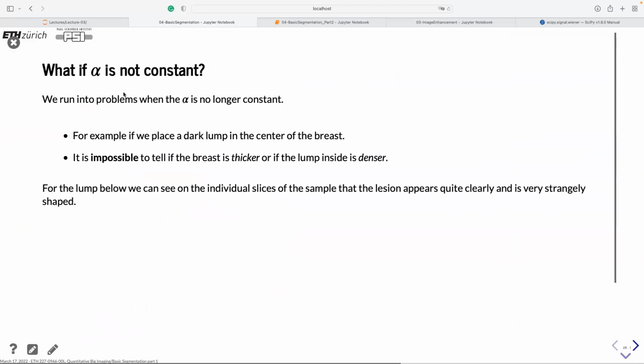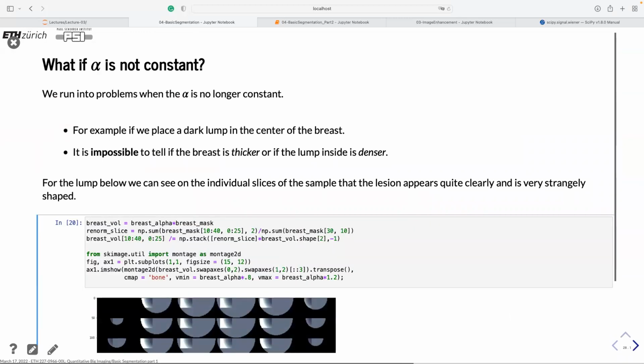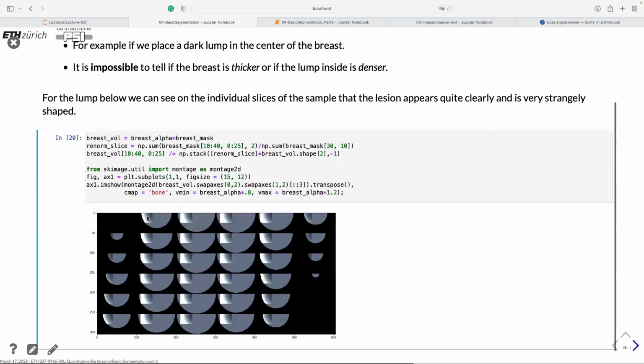But now if there is an anomaly, say a tumor, then the attenuation coefficient is not the same anymore. So let's look at that example. Let's introduce something that changes. In this case, it's just a box, which is added onto the image.